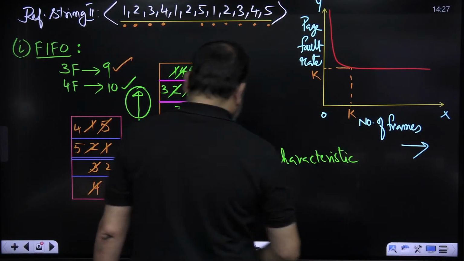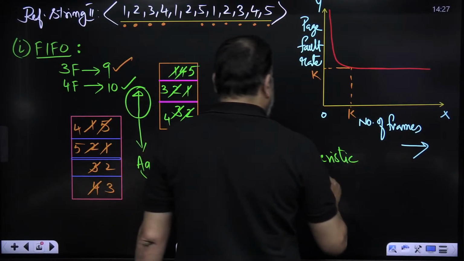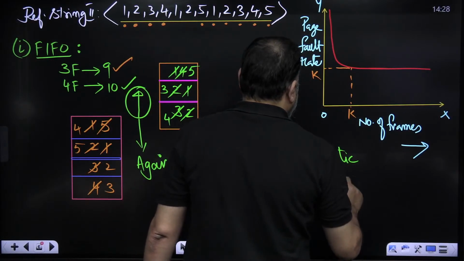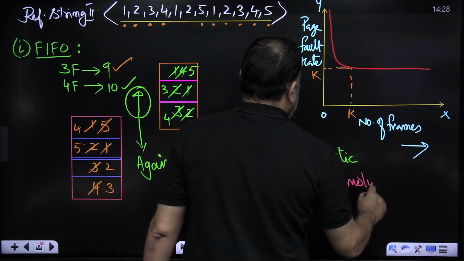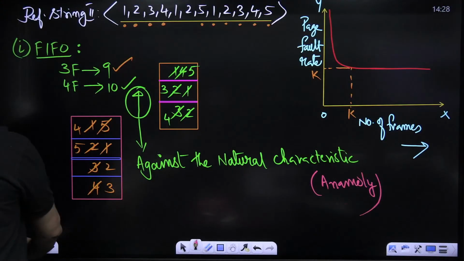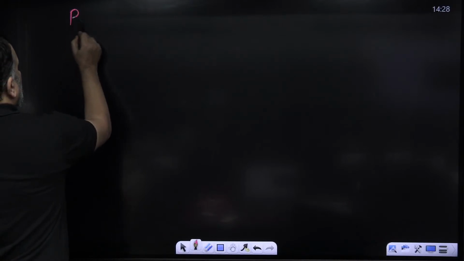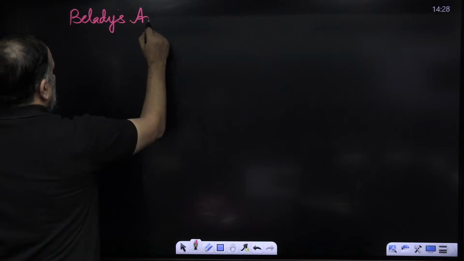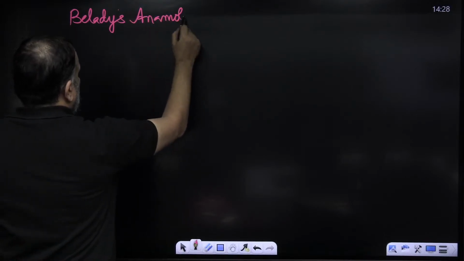Anything that goes against natural characteristic is called anomaly. And this anomaly of page replacement was observed by a person by name Belady, hence Belady's anomaly. So let us write the definition of Belady's anomaly.